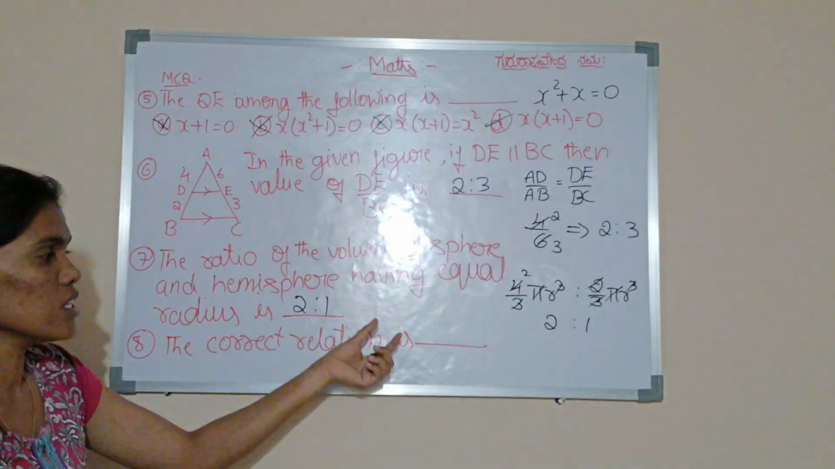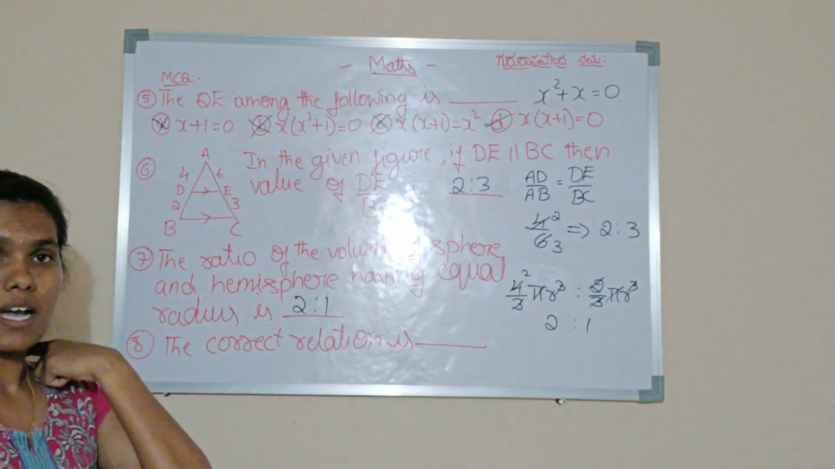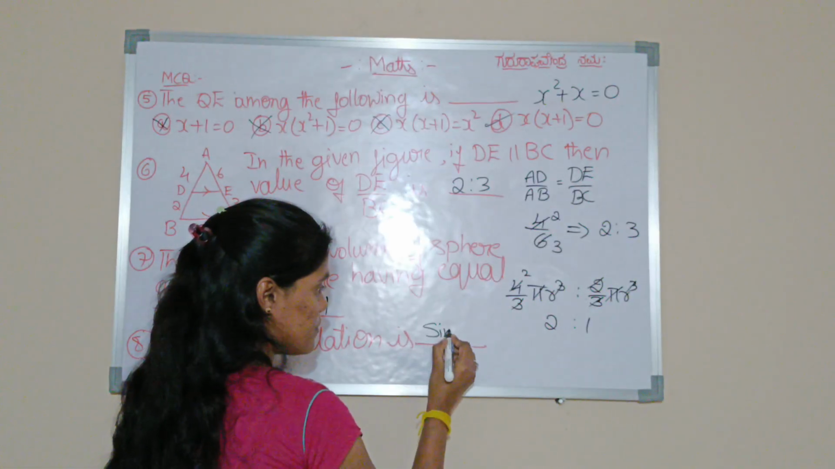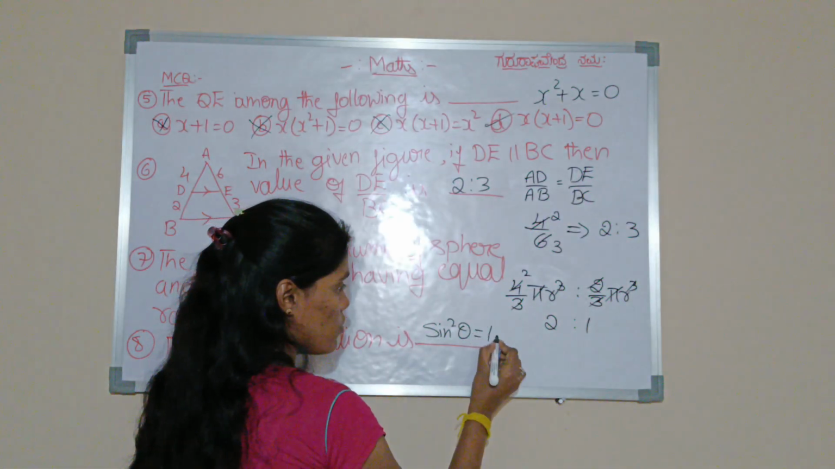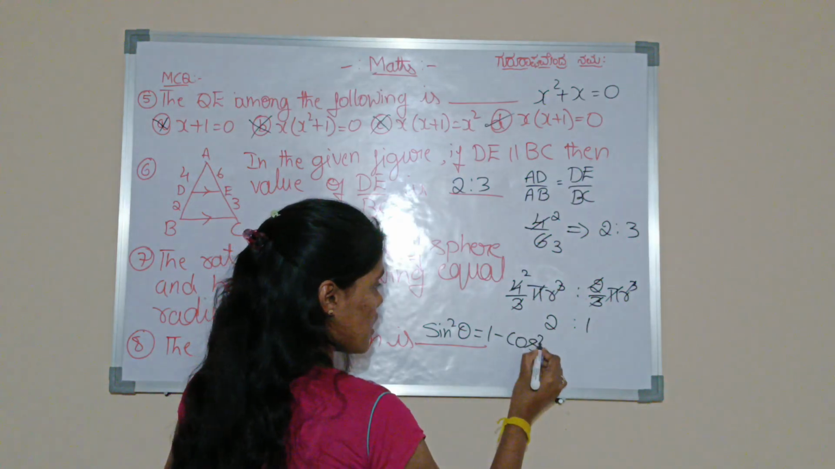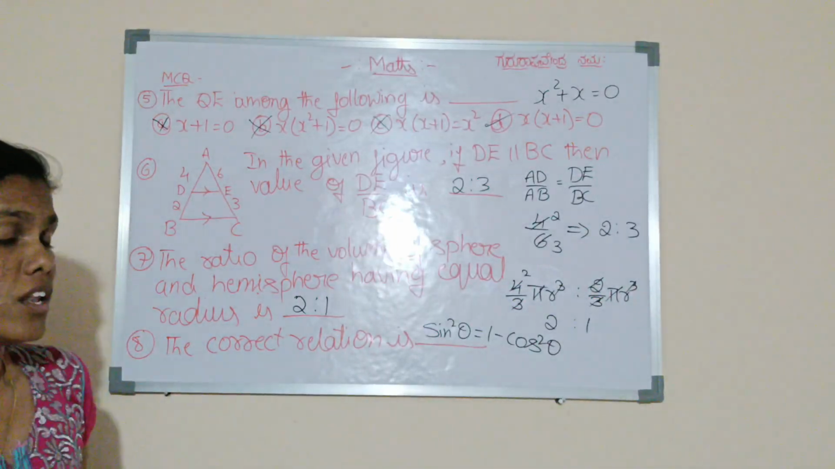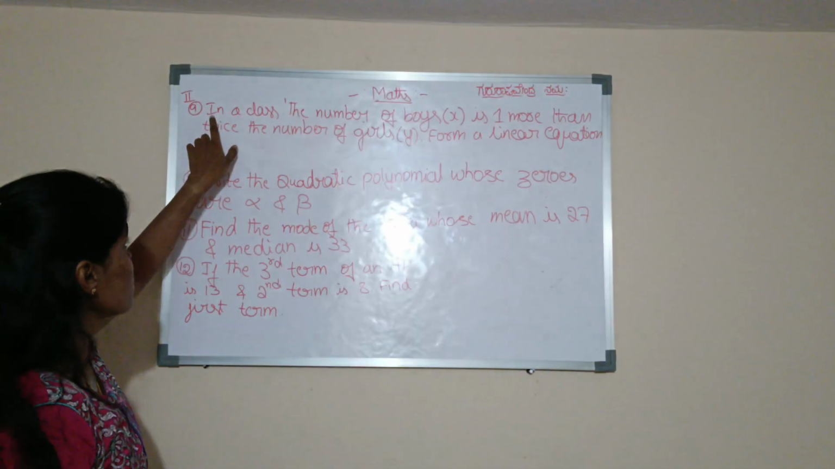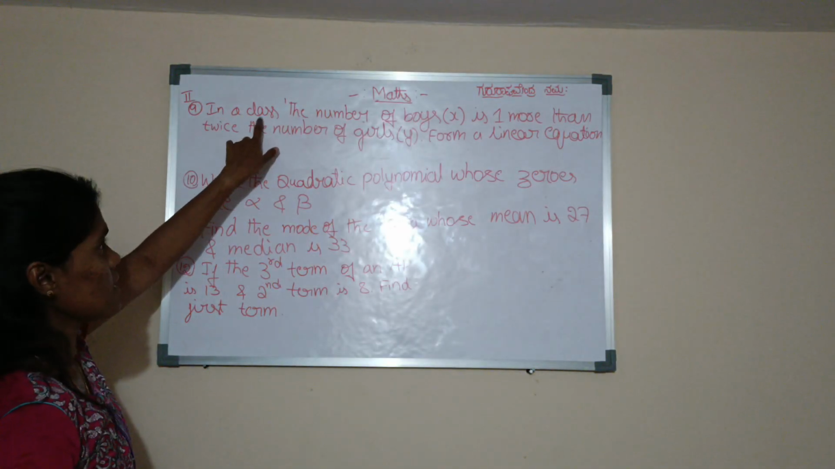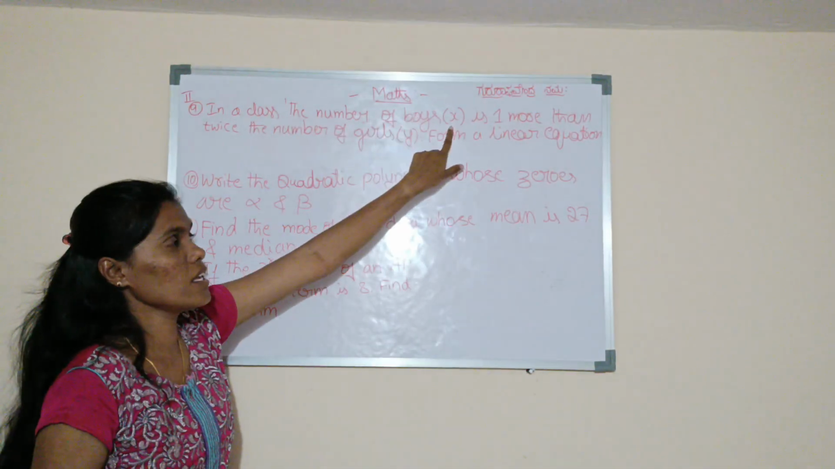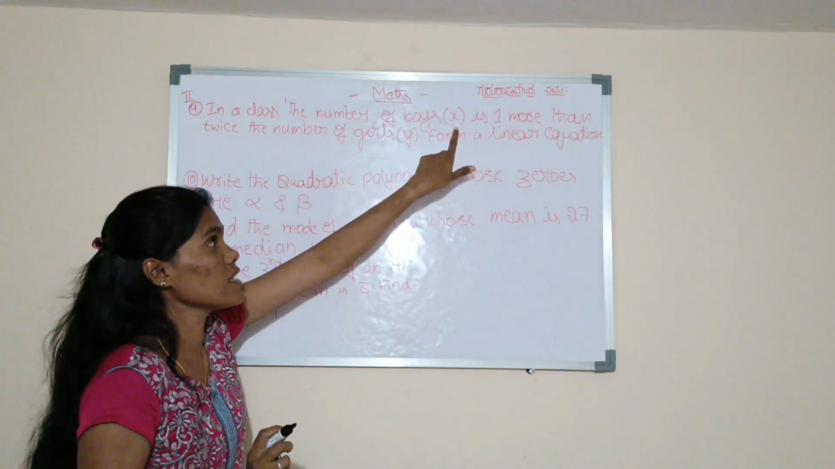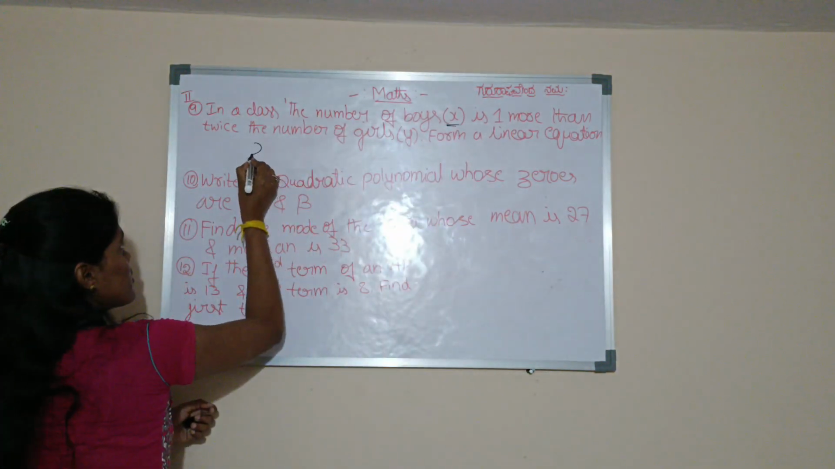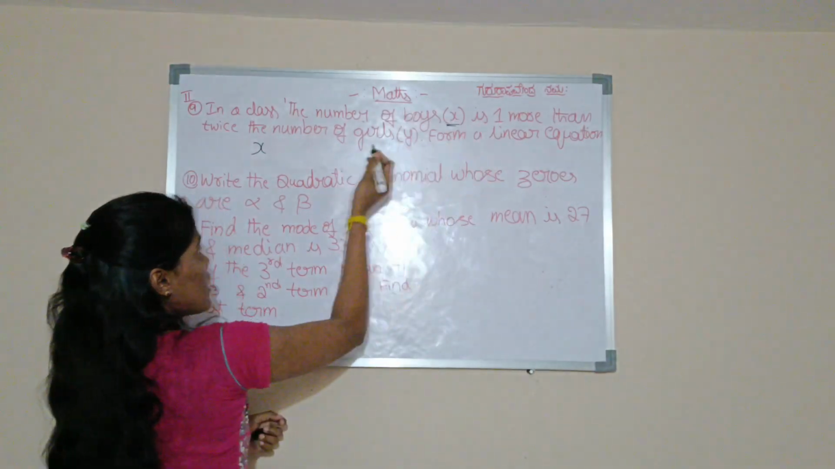The correct relation is, they given here identity, that is first identity, sin square theta is equal to 1 minus cos square theta. Remaining is not a relation. This one will be correct relation. Next question, 1 mark questions now. In a class, number of boys, they only given which variable? X. Number of boys that is X. X is means equal.